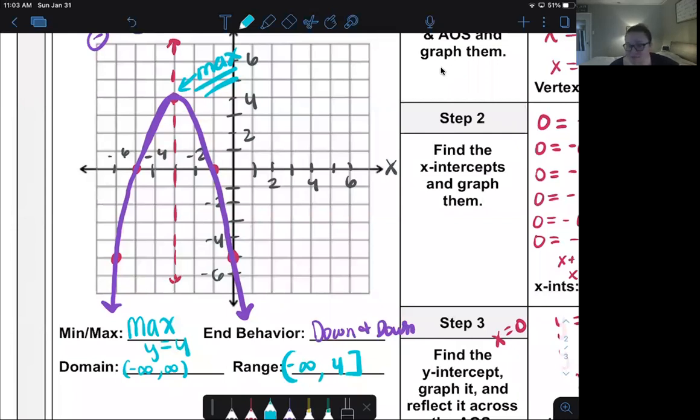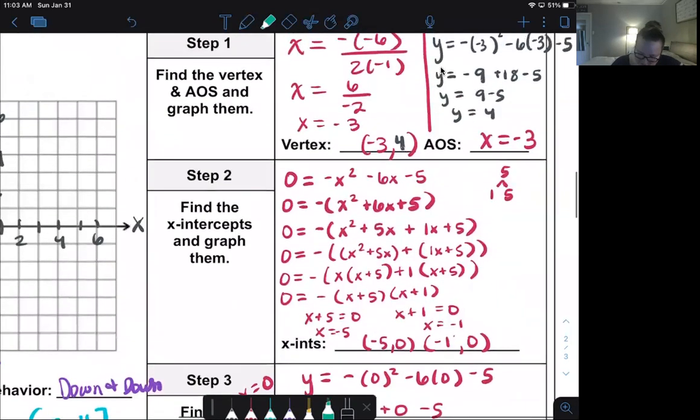So we have a maximum value because the whole parabola is underneath this point here, and it goes down from there. So we have a maximum value at y = 4. Notice your maximum value or your minimum value always matches the y value of the vertex.